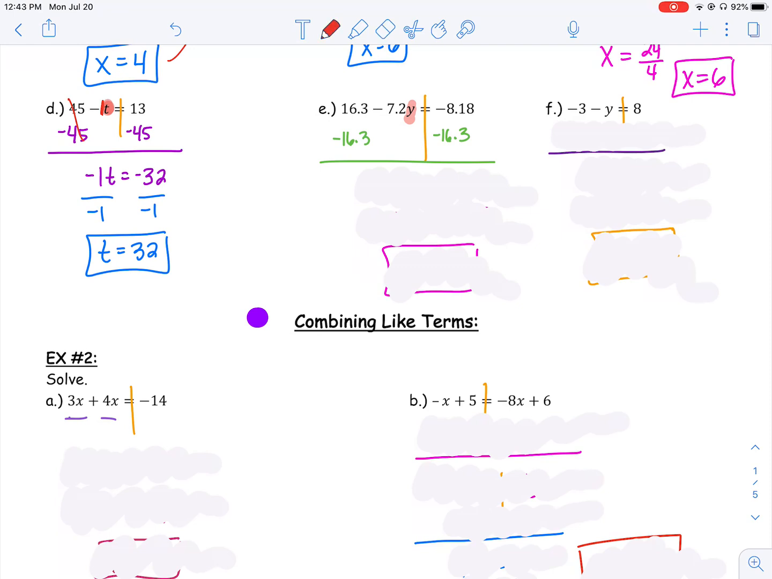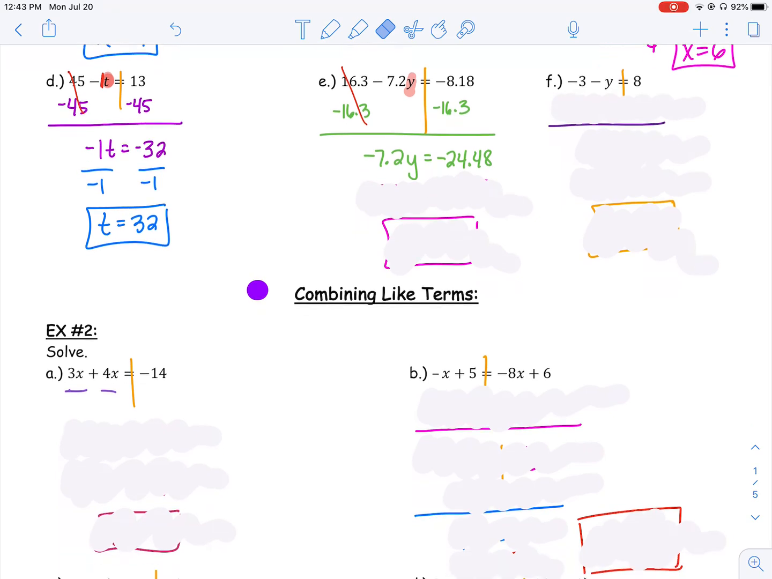Positive 16.3 minus 16.3 is 0, and so on that left side I just have left a negative 7.2y. Negative 8.18 minus 16.3 is a negative 24.48. I now want to get rid of the negative 7.2. It's right next to the y, which means multiply. So in order to get rid of it, I want to divide. Let's divide both sides by negative 7.2.